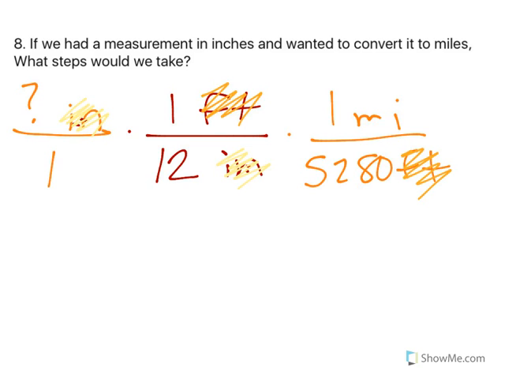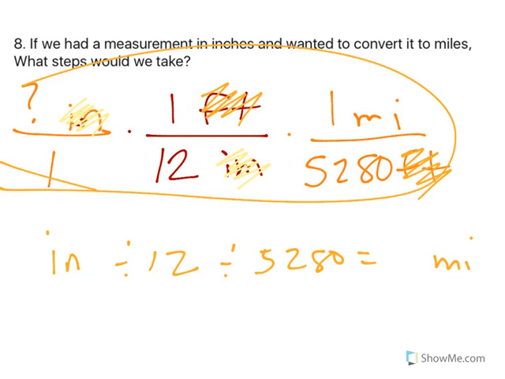So what steps would I take? Well, I would take my inches, divide by 12, and then divide by 5,280, and that would give me some number of miles. So it's kind of just thinking through the process. What do you start with, and how can you go? So don't be lazy. Show your steps, use your labels, and take it 1 step at a time.